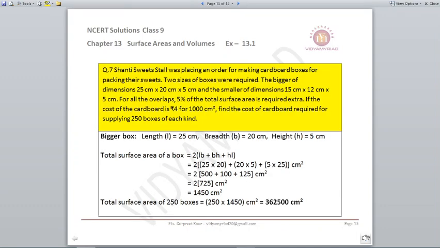Question number 7. Shanti sweet stall was placing an order for making cardboard boxes for packing their sweets. There are 2 boxes, bigger size is given, smaller size is given. For all the overlaps, 5% extra of TSA is required. If the cost is rupees 4 for 1000 centimeters square, find the cost of cardboard required for supplying 250 boxes of each kind. So what are the 2 kinds? You have bigger and smaller.